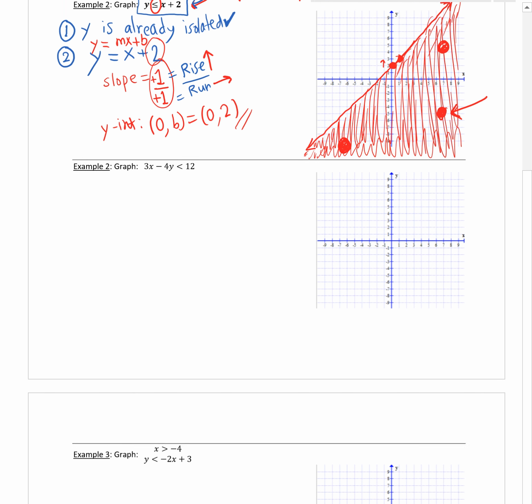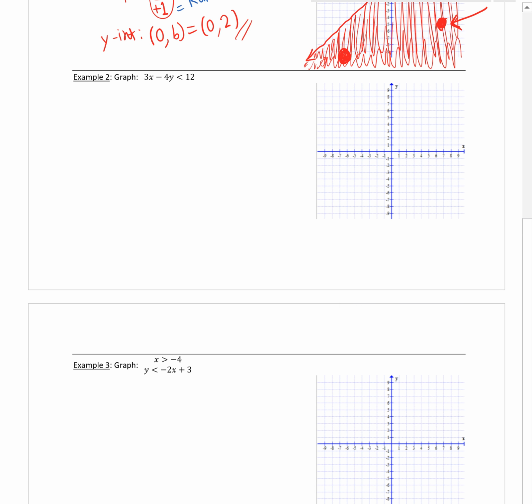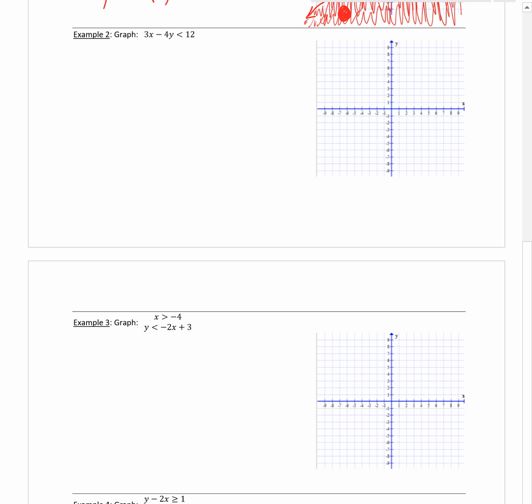Alright, so let's try that again with the next one. These, you get the hang of them after a while, because really all you're doing is graphing a line, which we've exhausted that topic. Now we're getting tired of graphing lines, right? Probably. So we know how to graph a line, and then the only thing you have to worry about is, do I have to make it a dashed line, or am I okay making it a solid line? And then remembering, when do I shade above and when do I shade below? So that's kind of the hard part.